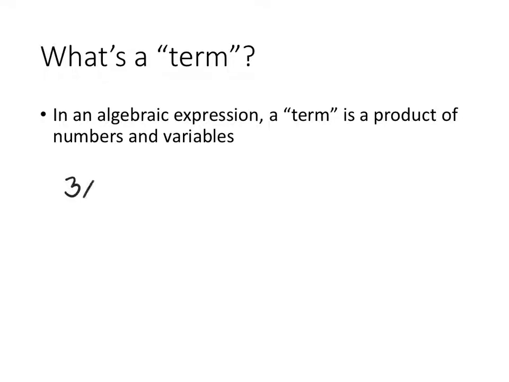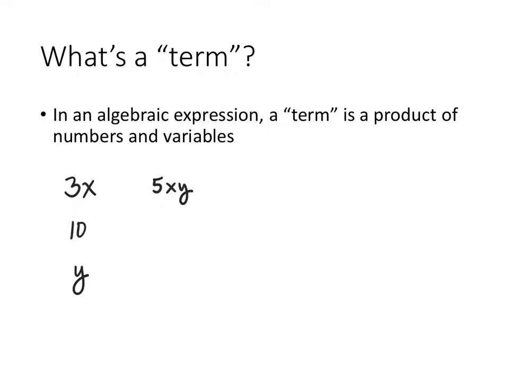So for example, 3x is a term. So the number here is 3 and the variable is x. A number all by itself, for example 10, is also a term. So you don't have to have any variables for it to be a term. You don't have to have any numbers either, just y by itself is also a term. We can also have multiple variables, so you could have 5xy. That's also a term. So the number is 5 and we have variables x and y.